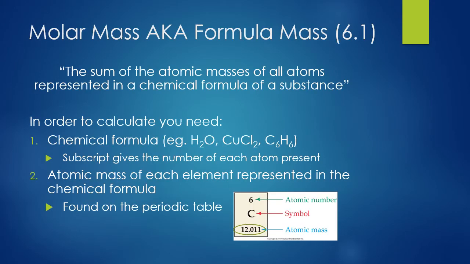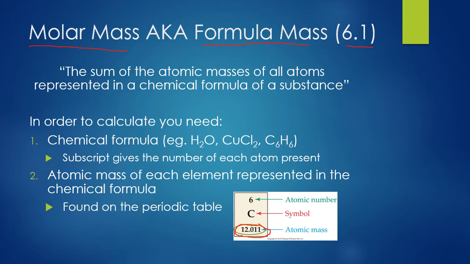So the average atomic mass on the periodic table, for this carbon element, would be 12.011. We're going to be using the average atomic masses to calculate molar mass. Molar mass is also known as formula mass. If you wanted to follow along in your OpenStax book, we're looking at Chapter 6, Section 1.